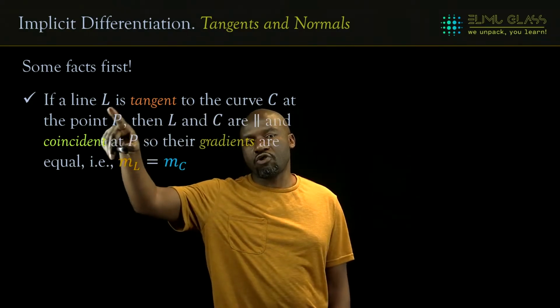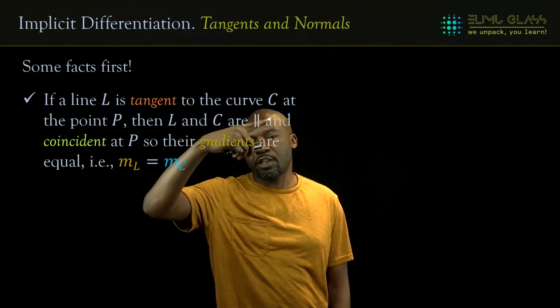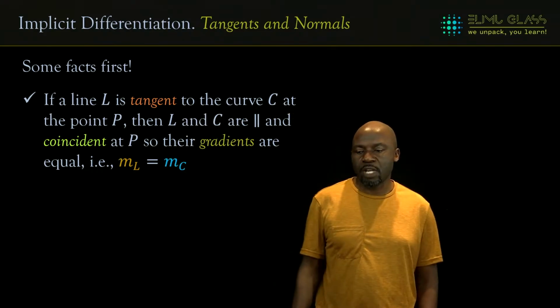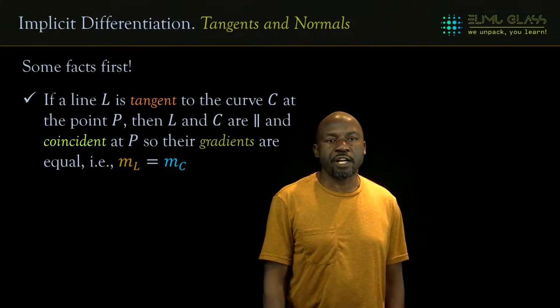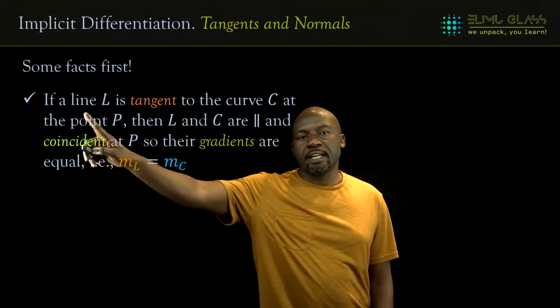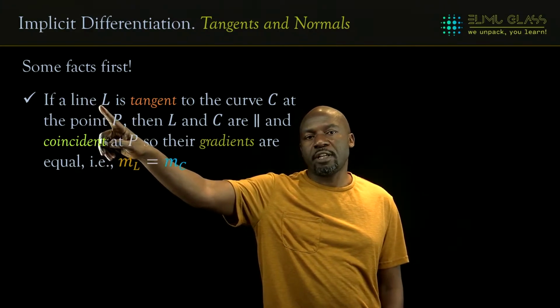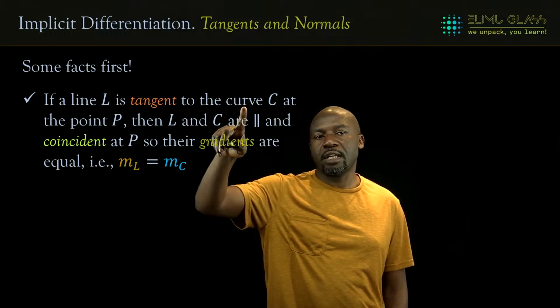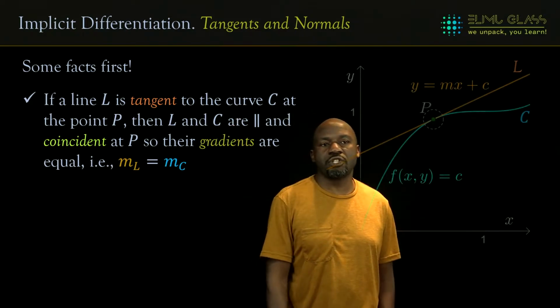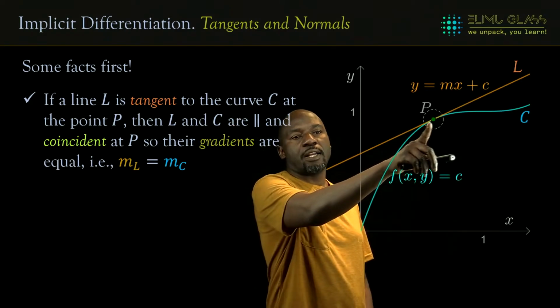It means the straight line L is just touching. So a tangent comes from, I think, a Latin word which means to touch. So if line L is tangent, line L being a straight line, if it is tangent to curve C, it means line L is just touching the curve C like that.